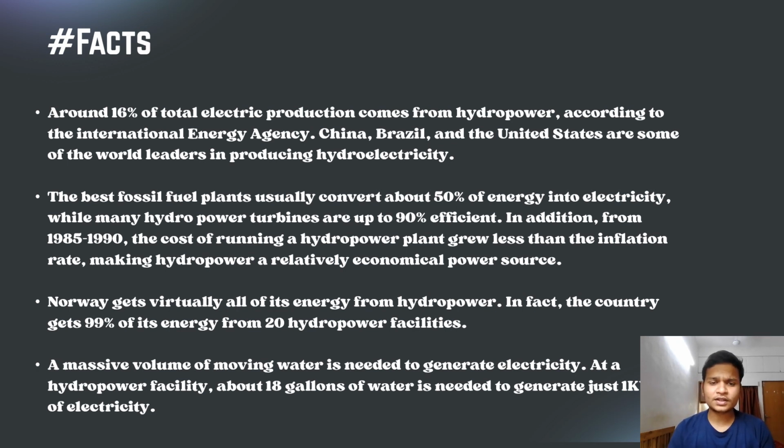Norway gets virtually all of its energy from hydropower. In fact, the country gets 99% of its energy from 20 hydropower facilities. A massive volume of water is needed to generate electricity. At a hydropower facility, about 18 gallons of water is needed to generate just 1 kilowatt of electricity.